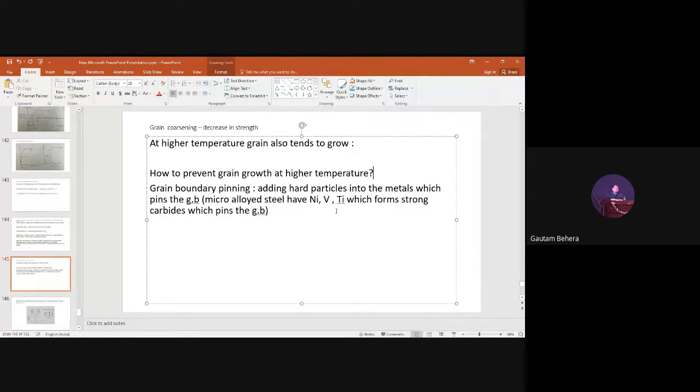Carbides and nitrides of vanadium, niobium, and titanium. So that means we can prevent grain coarsening also at high temperature by adding these alloying elements: nickel, vanadium, titanium, niobium, right? So if we have a steel containing vanadium, titanium, nickel and niobium, we basically get a finer grain material. You can understand, even at high temperature our grain size is finer, due to the pinning effect of these carbides and nitrides.